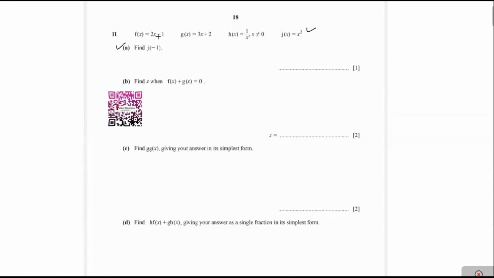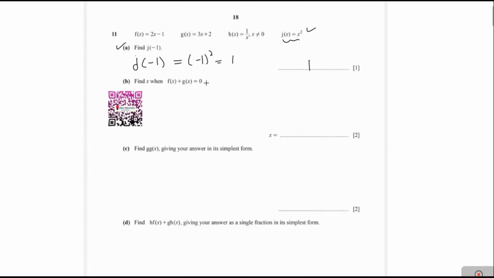Question 11, f of x equal to 2x minus 1, g of x equal to 3x plus 2, h of x equal to 1 over x, j of x equal to x squared. Part A, find j of minus 1. Now you see here, this is the j of x. Therefore, j of minus 1 will be equal to minus 1 whole squared. That's equal to 1. This is the answer.